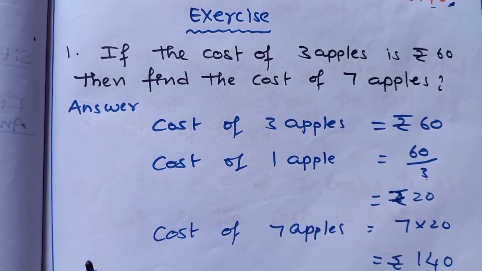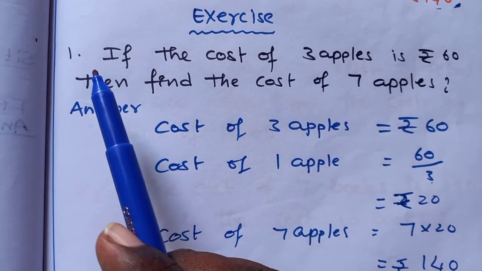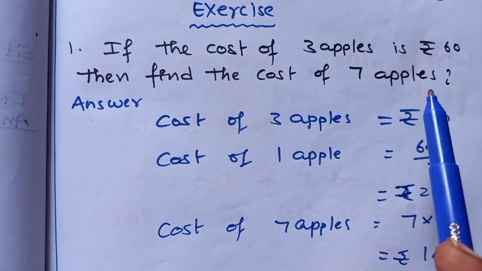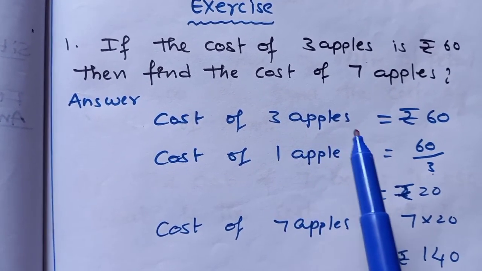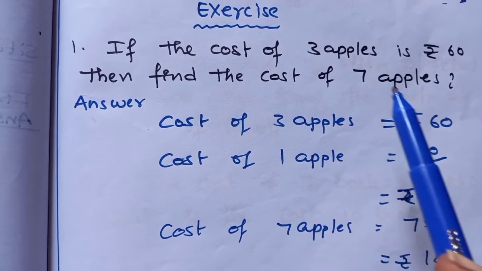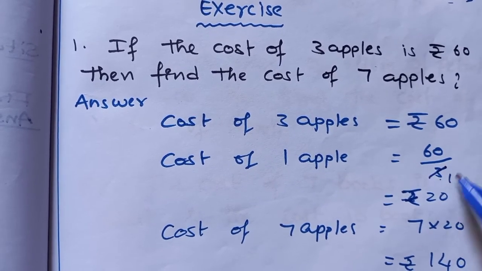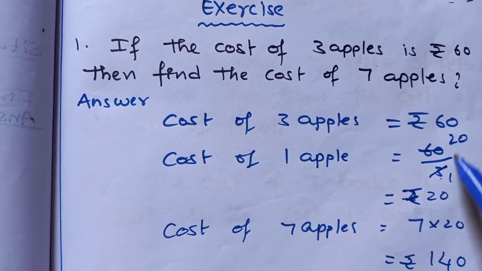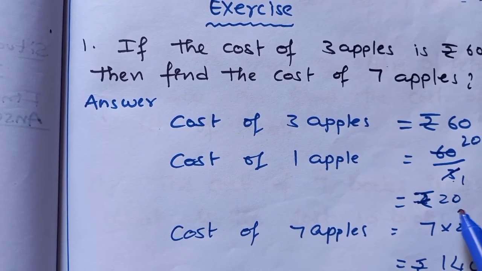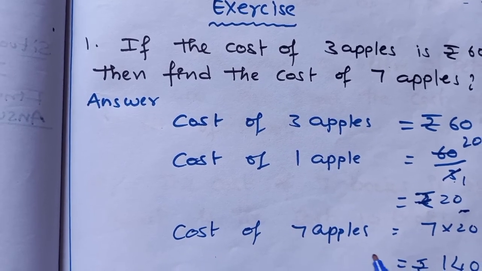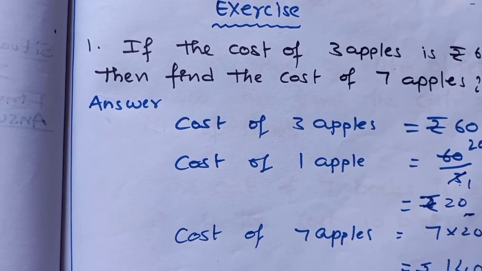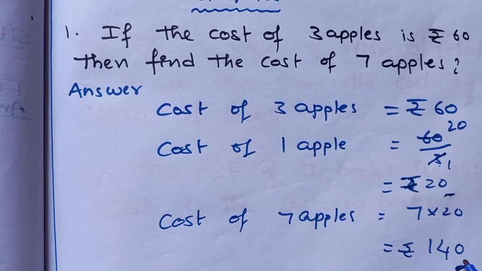Now go to the exercise. If the cost of 3 apples is 60 rupees, then find the cost of 7 apples. Answer. The cost of 3 apples equals 60 rupees. Now for the cost of 1 apple, we have to transpose 3 to that side. 3 2s are 6, so 20 rupees. Therefore the cost of 1 apple equals 20 rupees. The cost of 7 apples equals 7 into 20. 7 20s are 140.